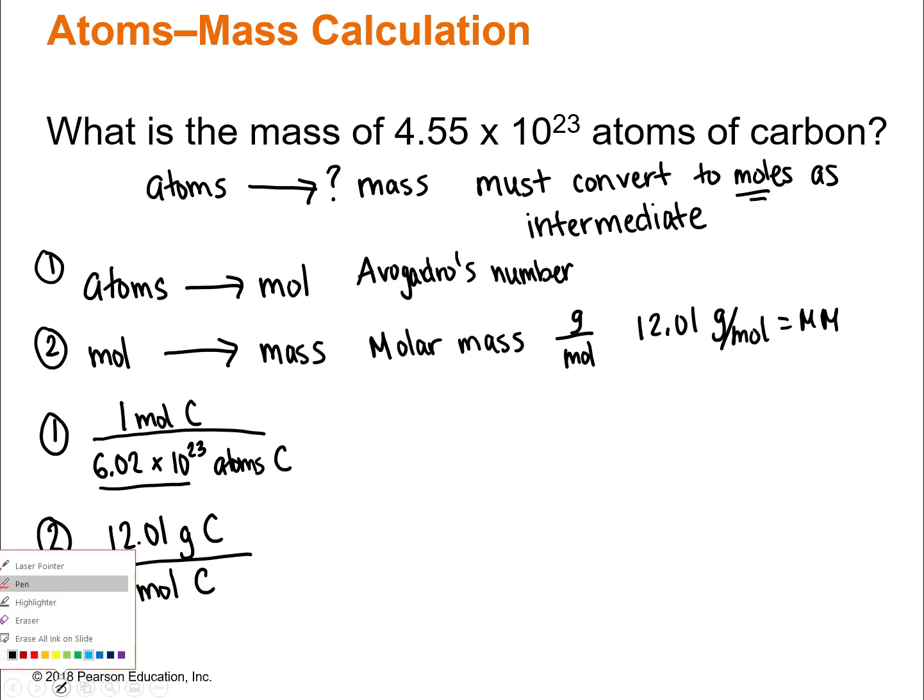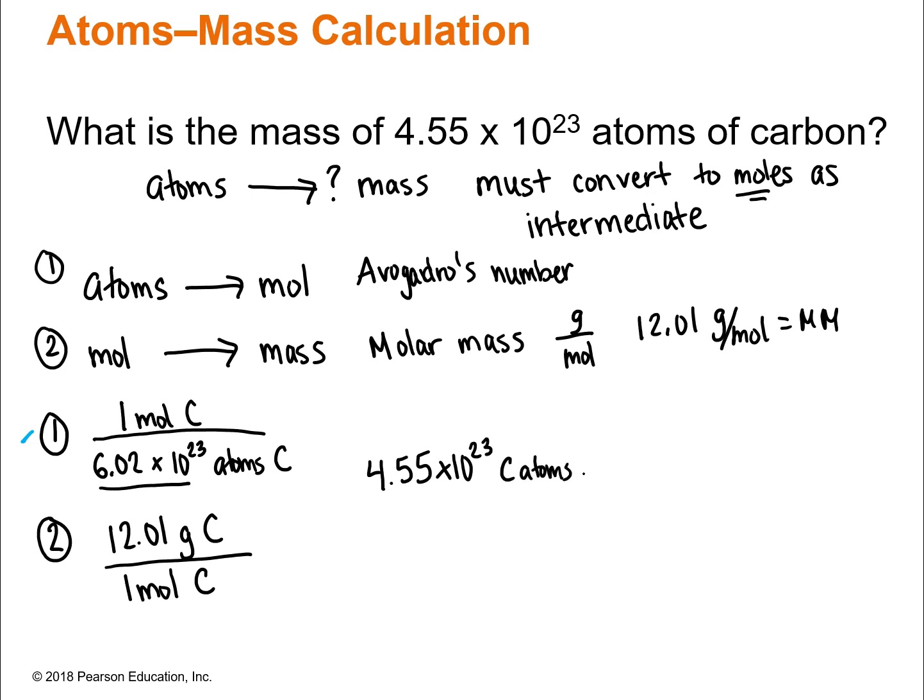Now I'm going to do these in different colors. Let's see. So I'll write that one in blue. We're starting with the number of atoms. Then we're going to take those atoms and convert to the number of moles.